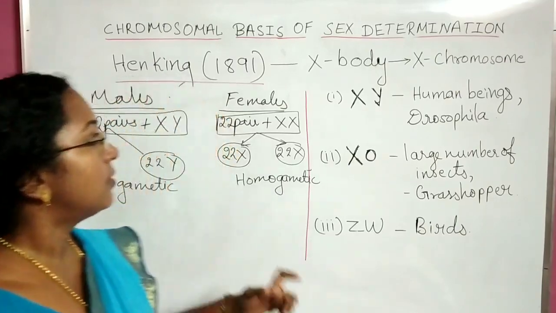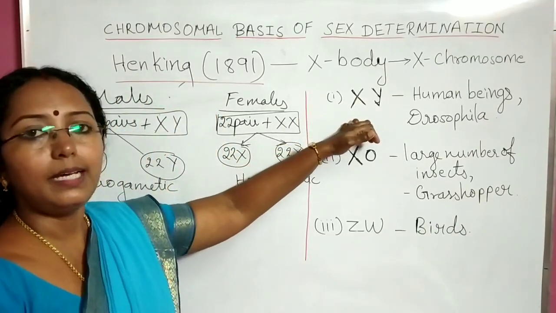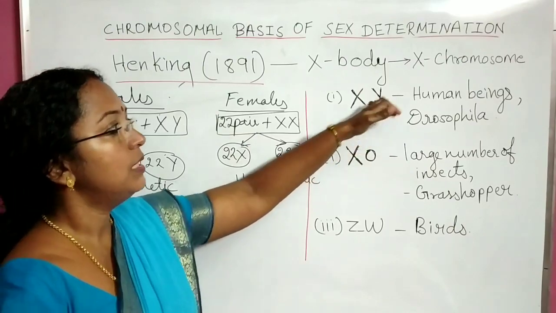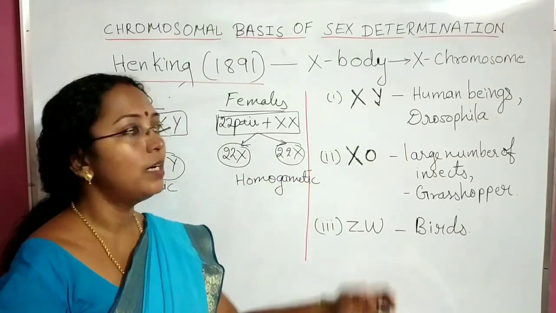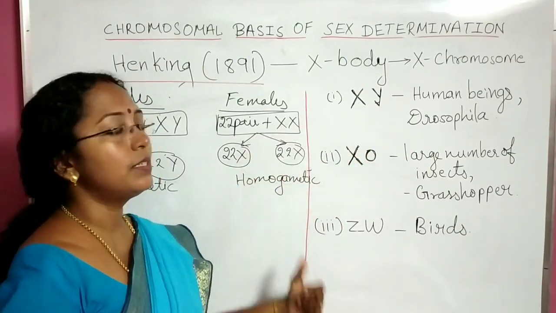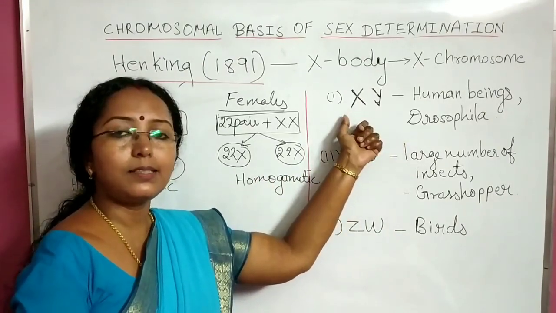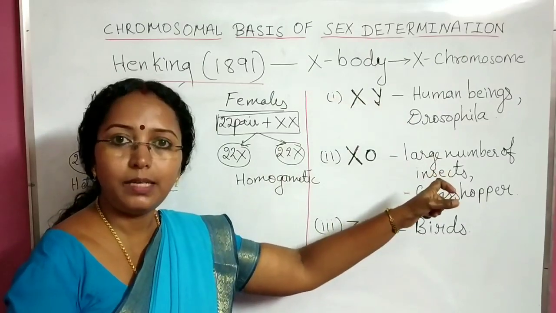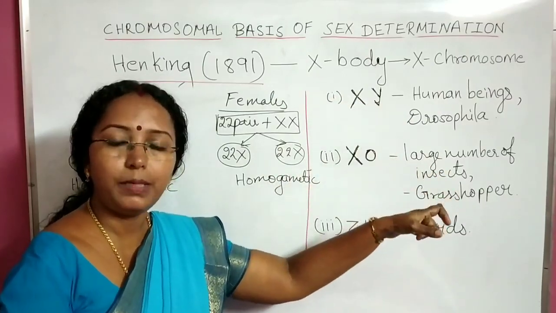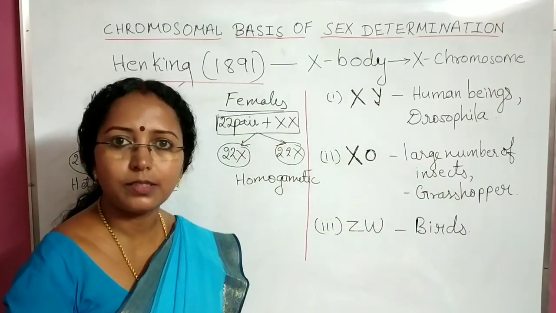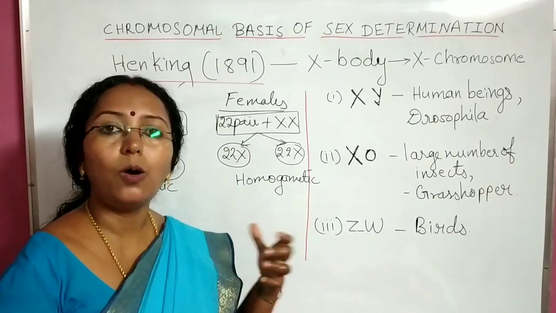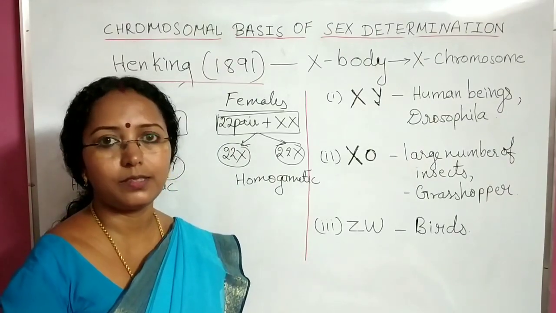Okay, come back. So here first type is over. XY type of sex determination seen in human beings and Drosophila, I have explained this in the case of human beings here. In Drosophila also it is the same. XY is there, it is male. XX is there, it is female. The chromosome number is different, that is, the autosome number will be different.